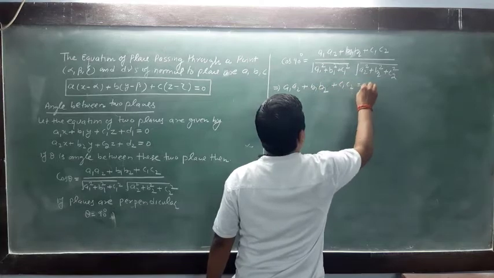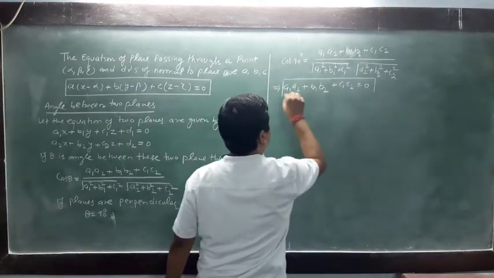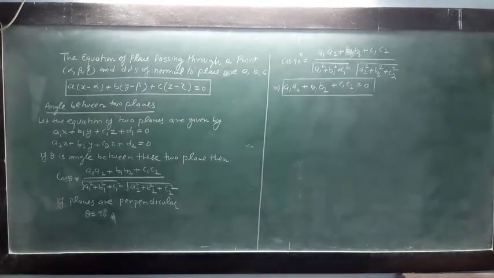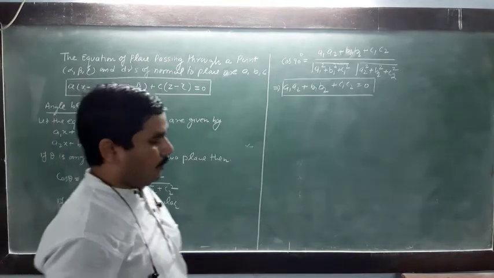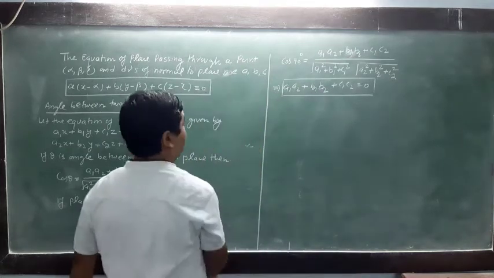c1 c2 is equal to 0. That is, if planes are perpendicular to each other then the sum of multiply of DRs of normal to the planes will be equal to 0.